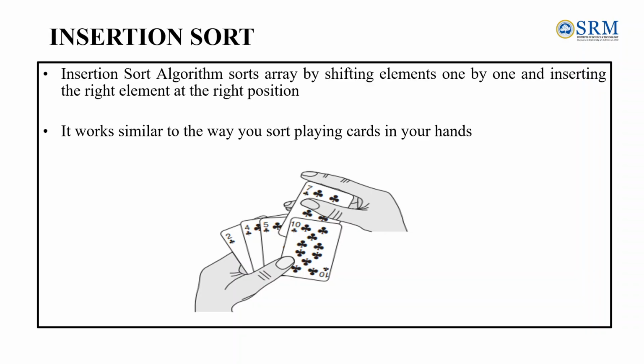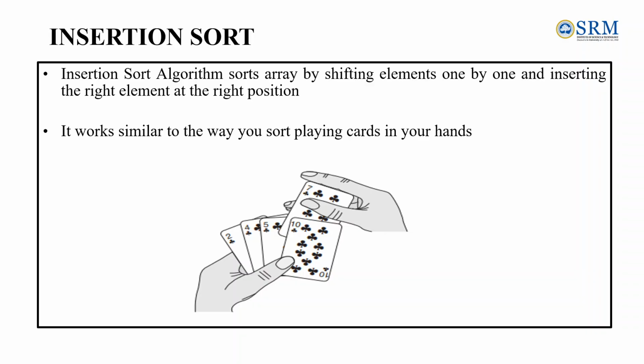Now here you can see this is like playing cards. On the left-hand side, I have sorted cards, and on the right-hand side is a new card. What do I do? I take the new card and compare it with the left element, the first element. If it's lesser, I will insert it over there.